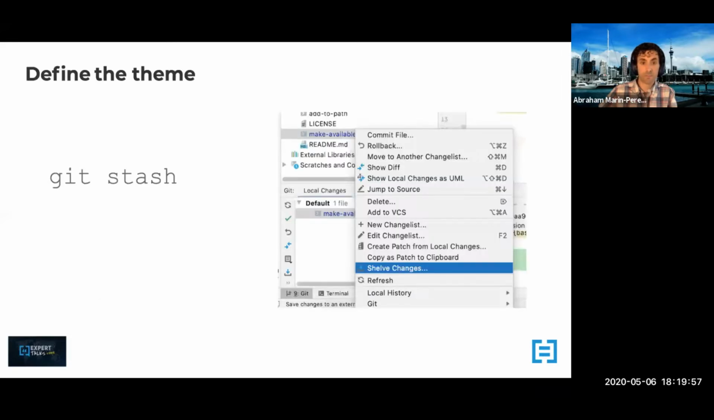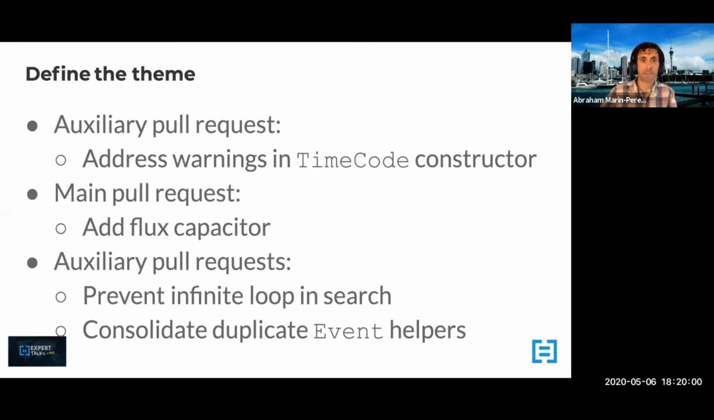Whoops. Sorry, my clicker is not working. Here. You just switch the order of elements. So maybe you do one first pull request that is just an improvement. Then you do your main pull request. And then you do the other pull request for the other improvements that you found.